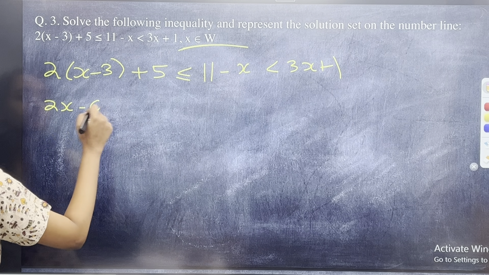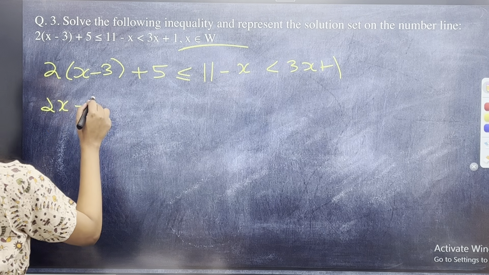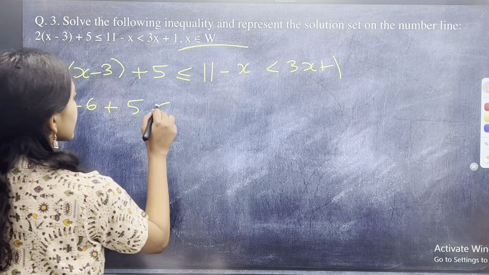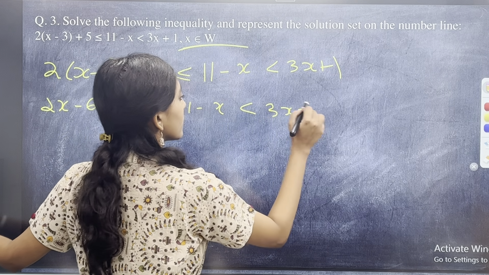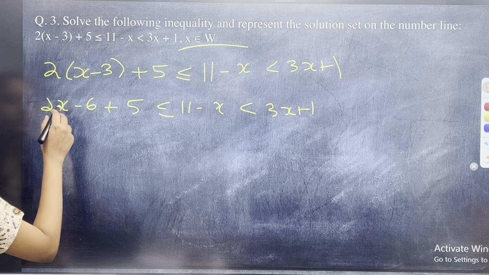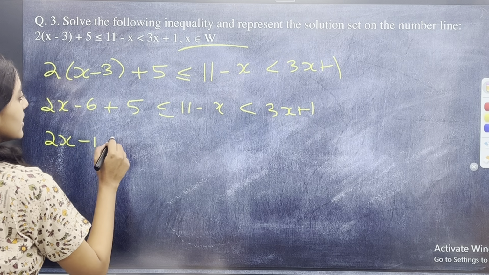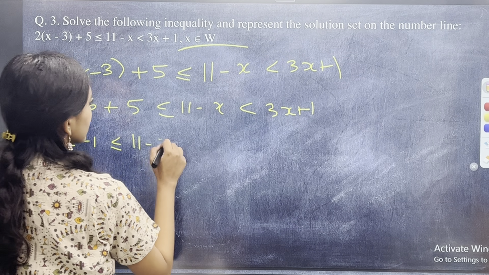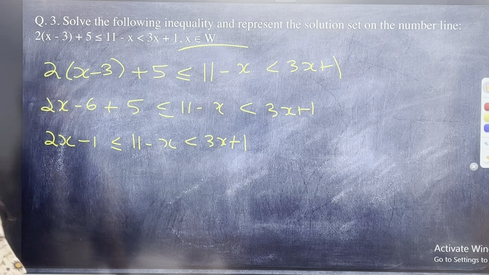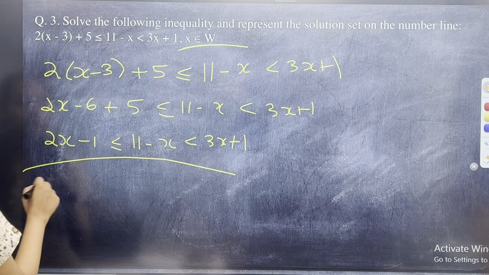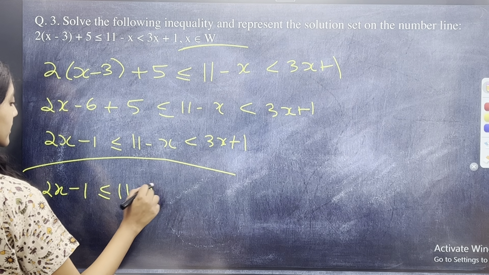2x minus 6 plus 5 is less than or equal to 11 minus x, which is less than 3x plus 1. Let me expand it. 2x minus 6 plus 5 is minus 1, is less than or equal to 11 minus x, which is less than 3x plus 1. Now let me do it separately. So I have 2x minus 1 less than or equal to 11 minus x.